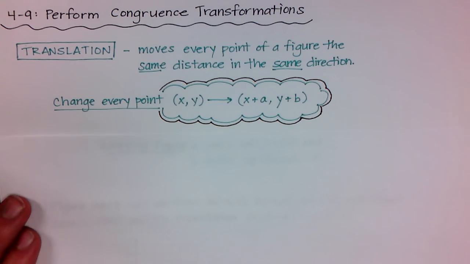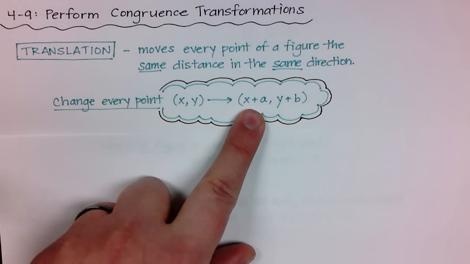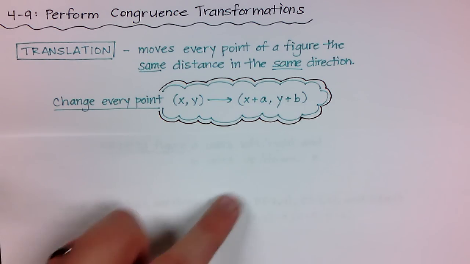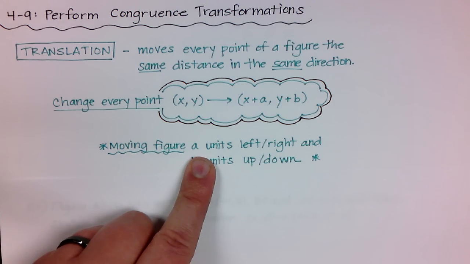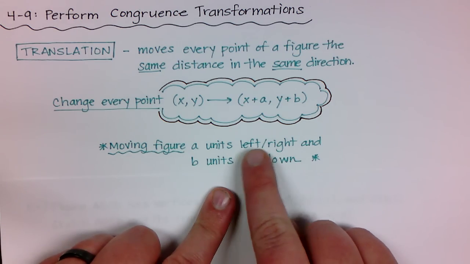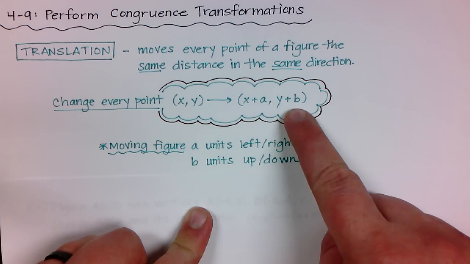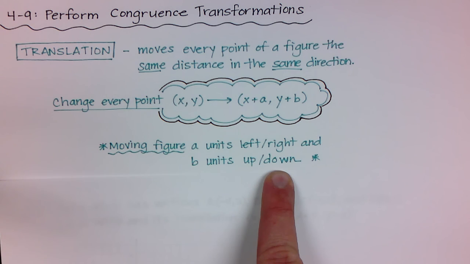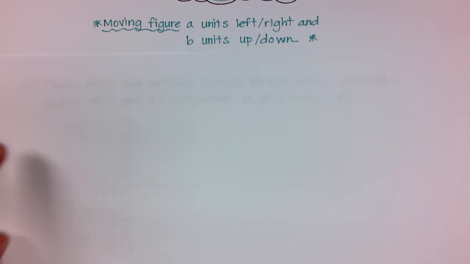The way that we're going to do that is you change every point. If it's already x comma y, we're going to change it to x plus some number, or it could be minus some number, and then y plus some number or minus a different number. Okay, so we're moving a figure. The A stands for how many units it's going left or right. If it's left, it's going to be negative. If it's right, it's going to be positive. And the B that we're adding to the y is how many units it's either going to go up, which is positive, or down, which is negative. So I have an example for us. Let's go ahead and test this out.